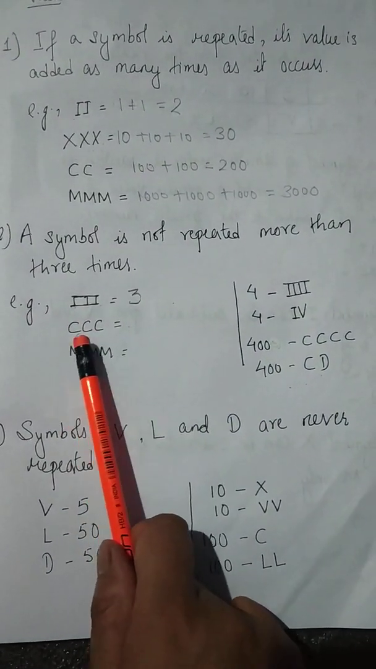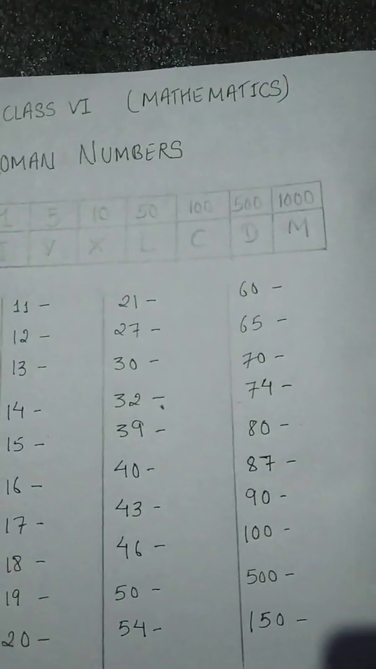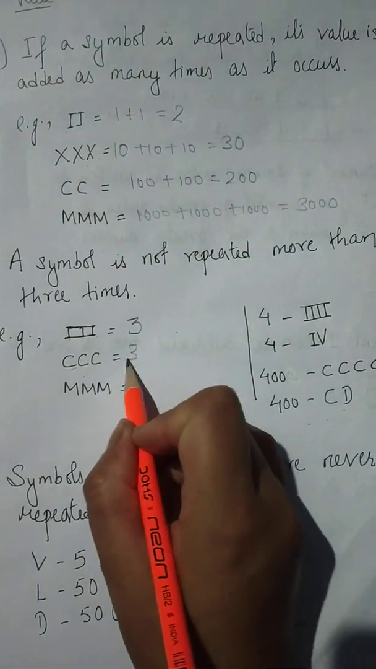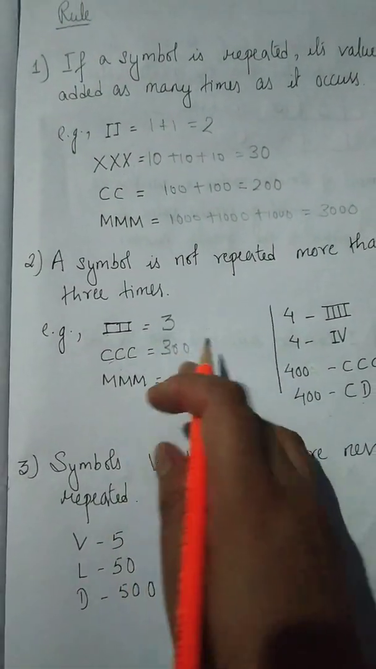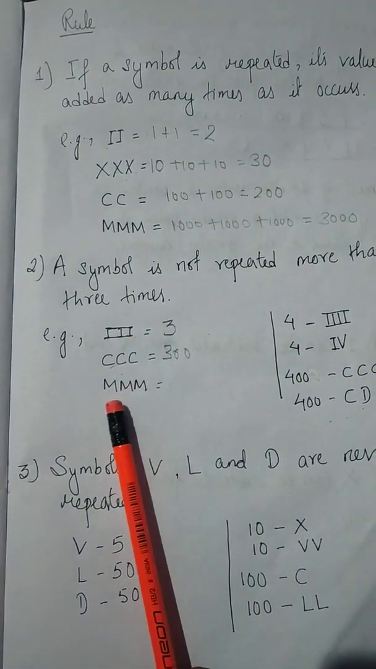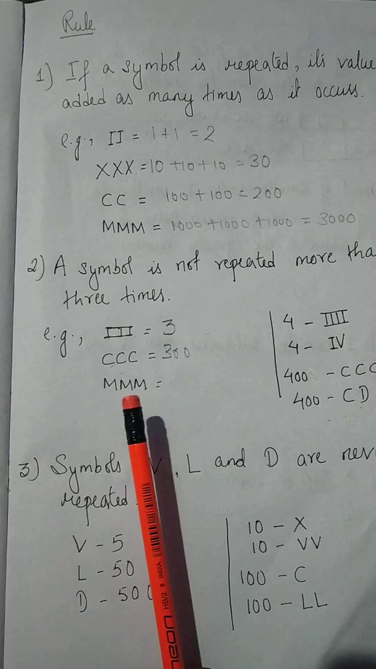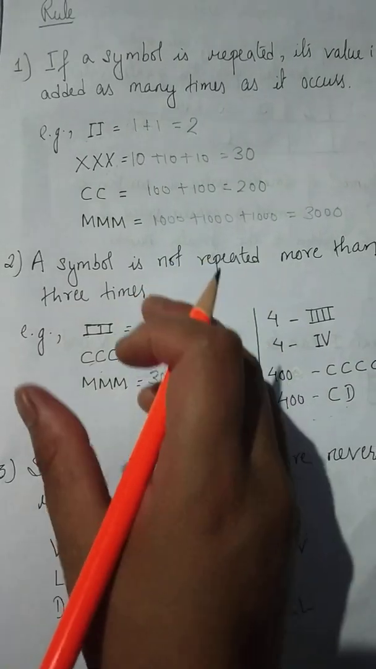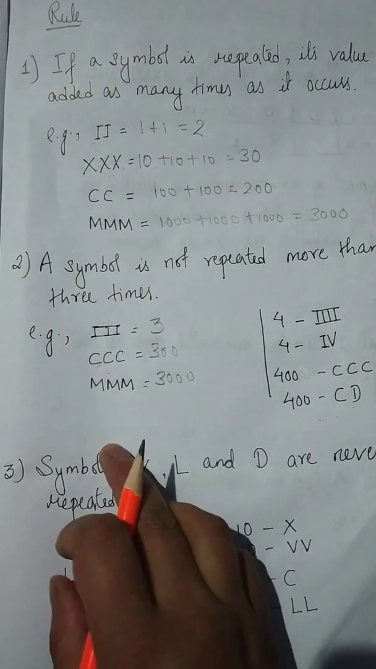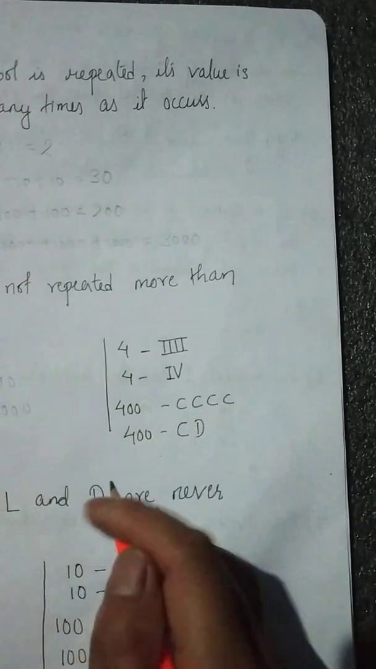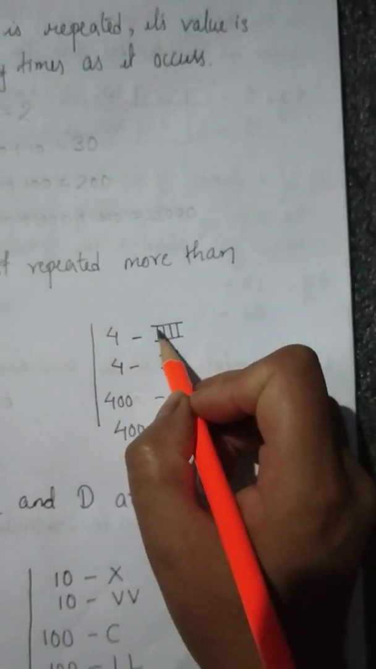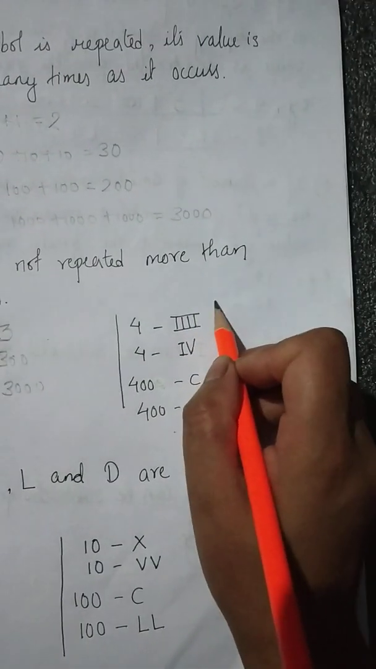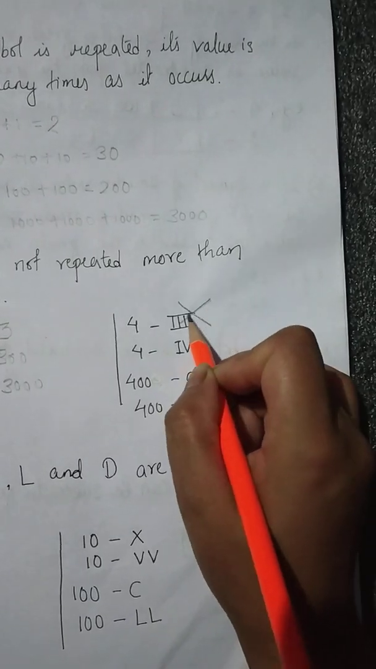Now next is C. C is for 100. So this is 100 plus 100 plus 100 gives you 300. This is repeating 3 times, which is correct. Now the next example is M. M is for 1000. So 1000 plus 1000 plus 1000 gives you 3000. So this is correct. Here the symbol is repeating 3 times. But if I take this type of example, for 4 I have I, how many times? 4 times. And this is against the rule. So this is wrong. We cannot write 4 like this.